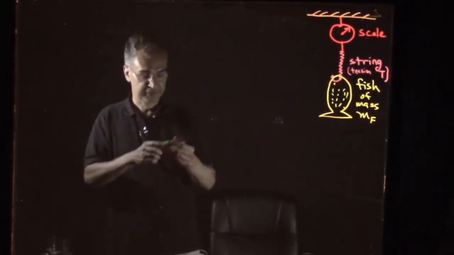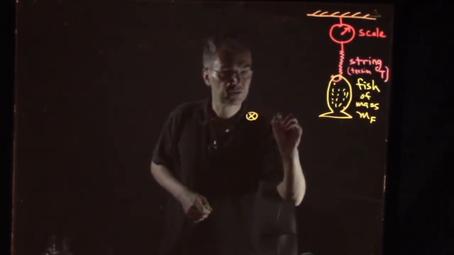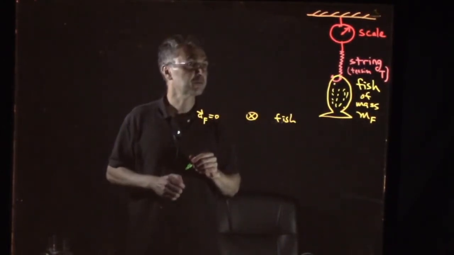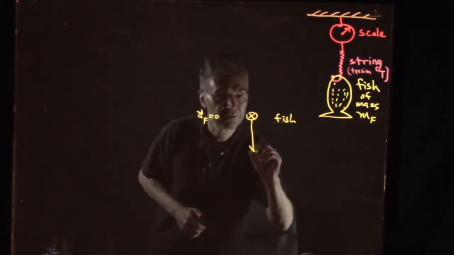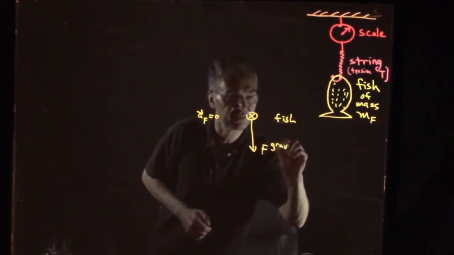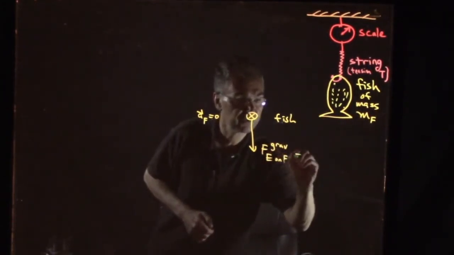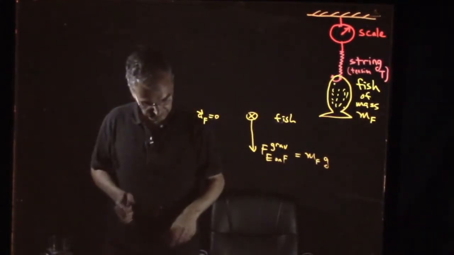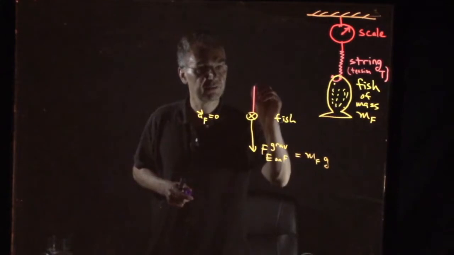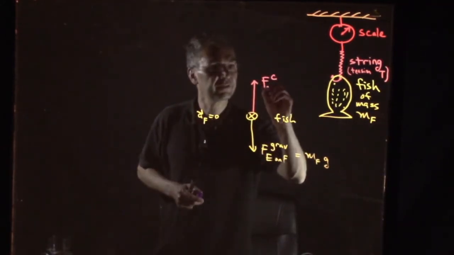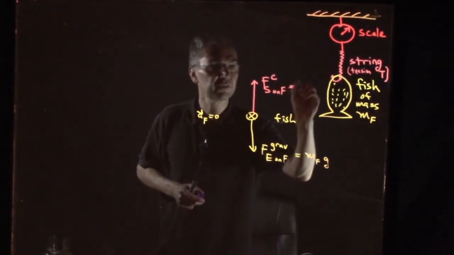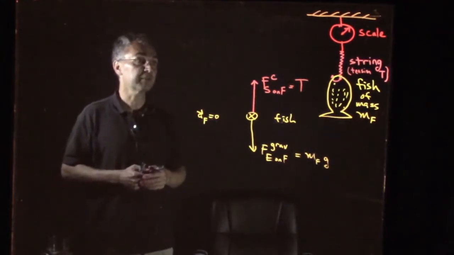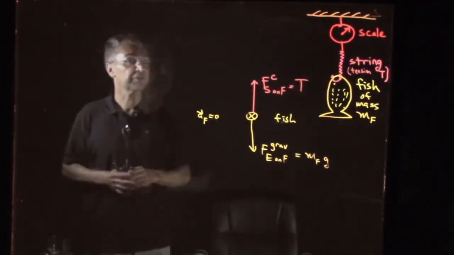If we draw a free body diagram for the fish, then here's the fish. Let's say the acceleration of the fish is 0. So what do we have for forces on the fish? Well, there's the weight of the fish. Here is F gravitational, exerted by Earth on the fish, which is just the mass of the fish times little g. And then there's the tension in the string, the contact force by the string on the fish. If the acceleration is 0, these two forces must be equal in magnitude. And then the scale just reads the weight of the fish.